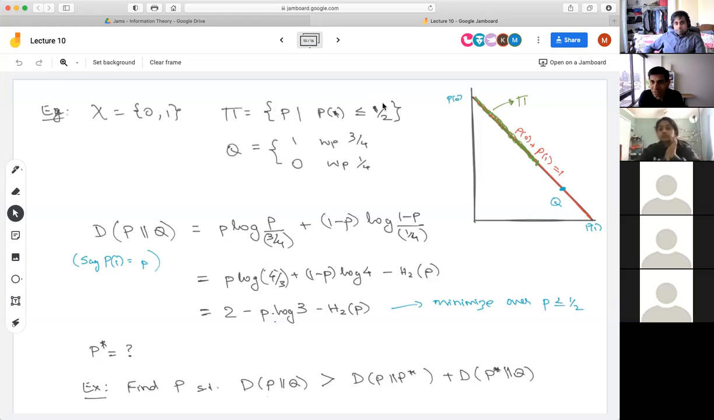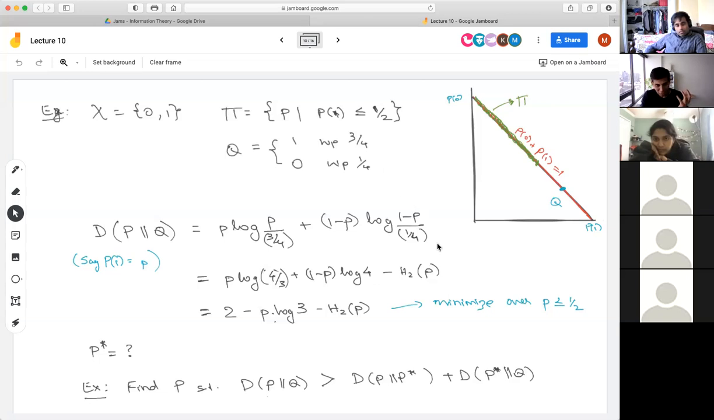You just want to maximize over P. Sorry? You want to maximize over P, or the entropy over P in this case. Well, there is this other term also, right? This P log 3. Oh, sure. Does it matter, the other term? I think the signs mean that it's still fine.